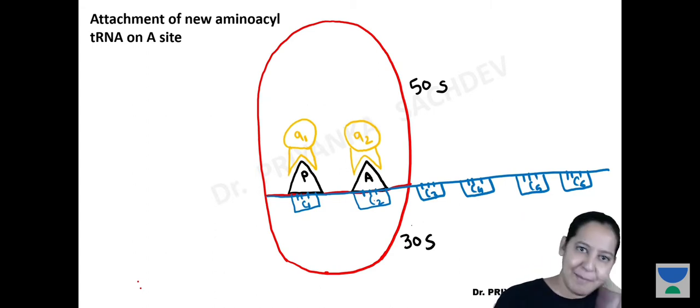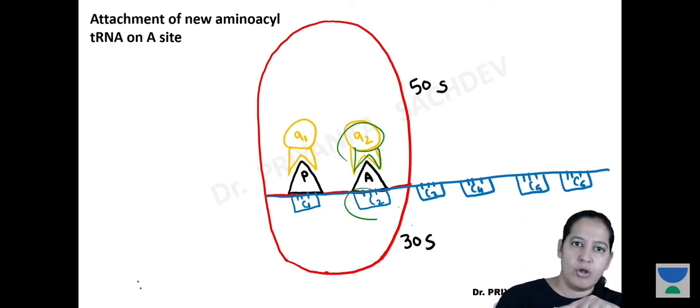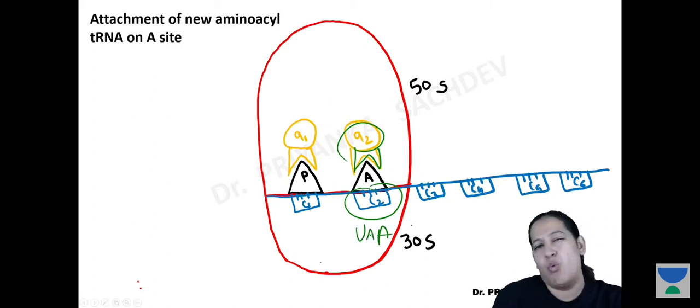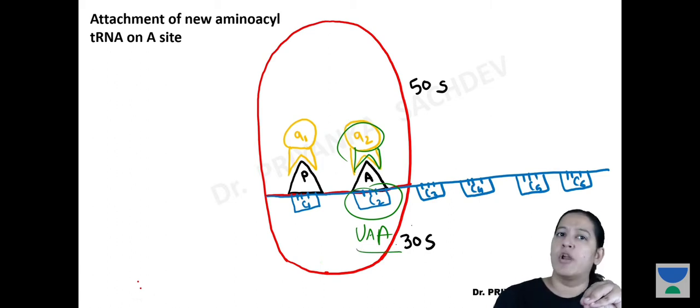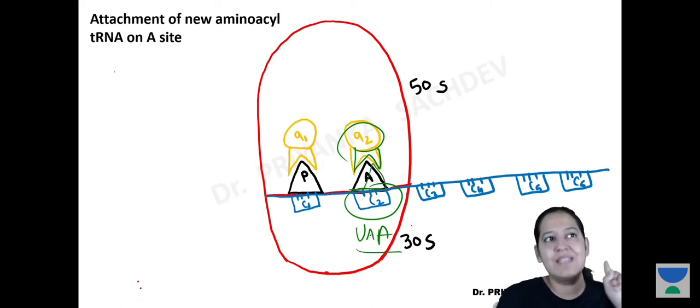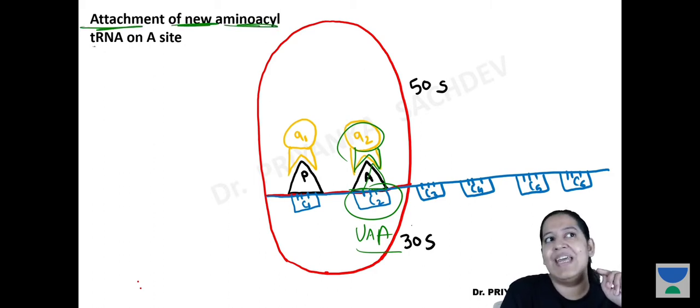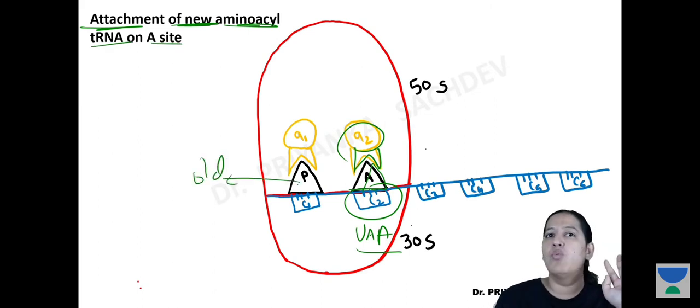So the second amino acid, which corresponds to this codon, just suppose it is UAA. Now UAA is for serine, for proline, I don't know what it is. Whatever it is, that amino acid will come and bind to the A window. This step is known as the second step, attachment of new aminoacyl tRNA on the A window. So this is the old one and this is the new one.